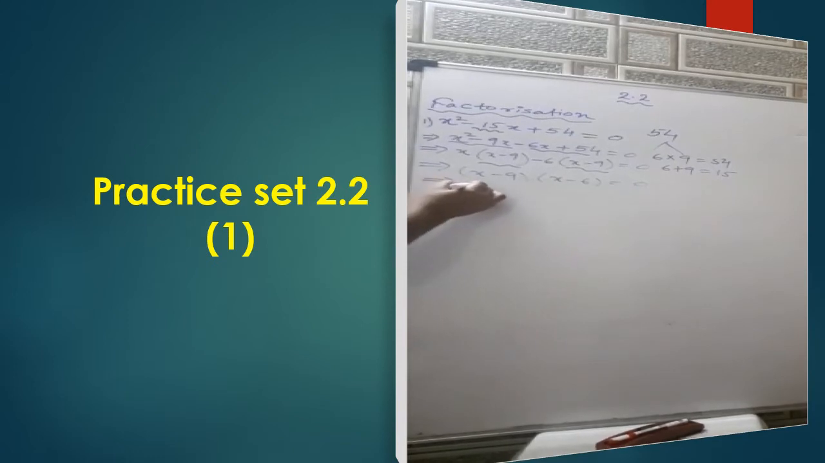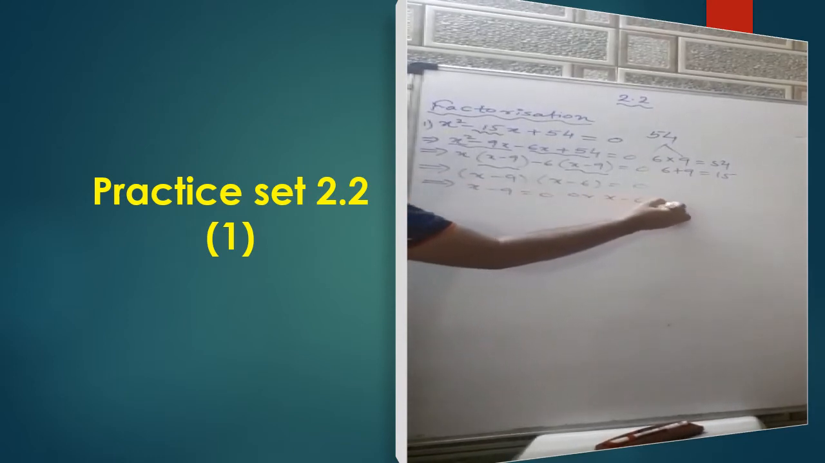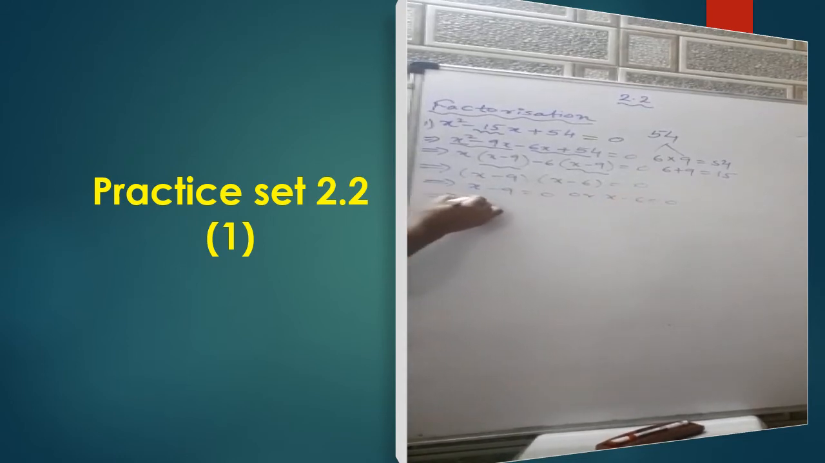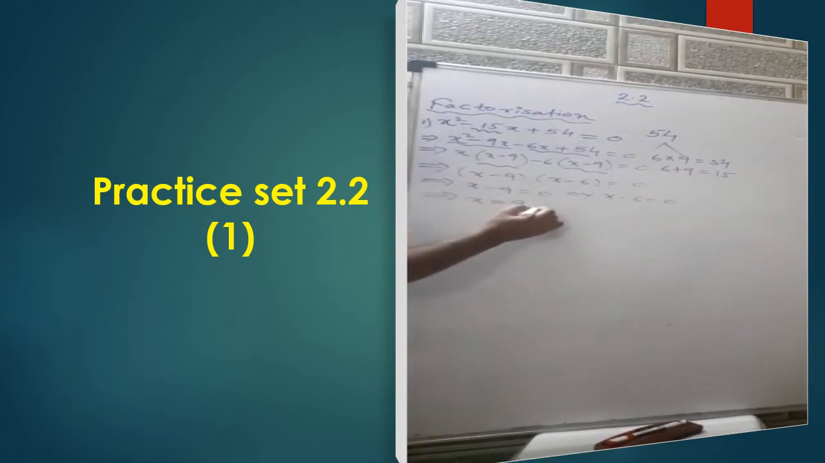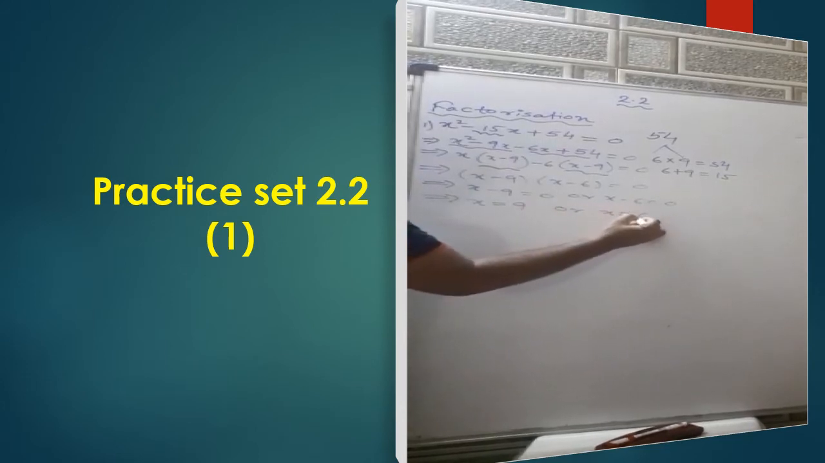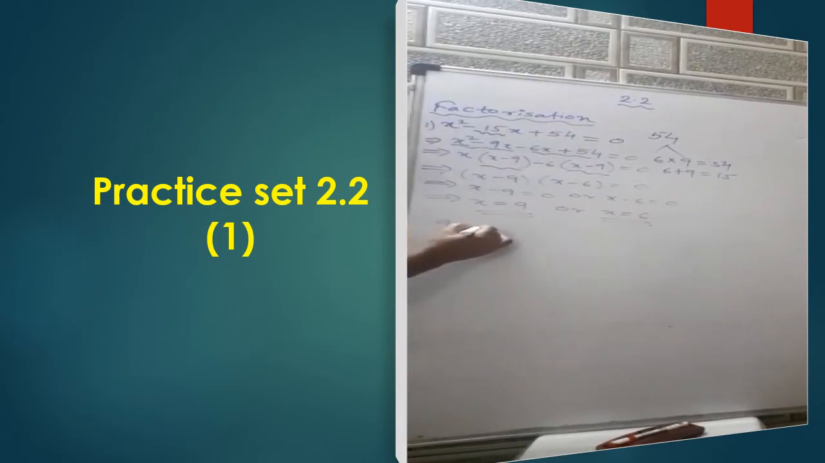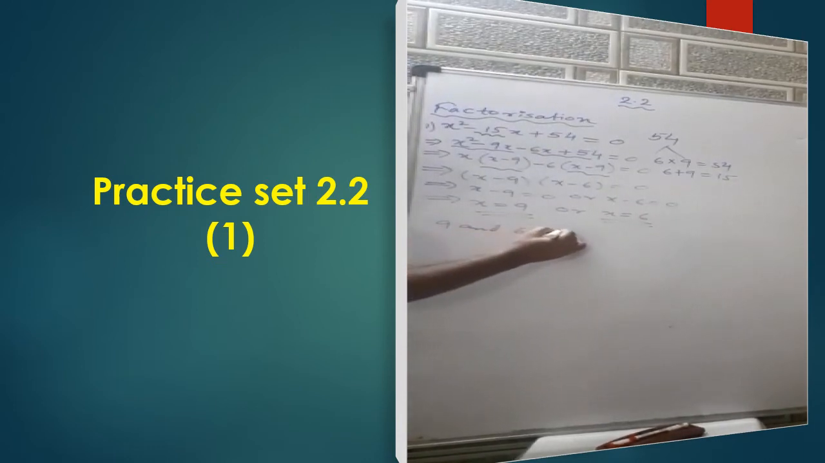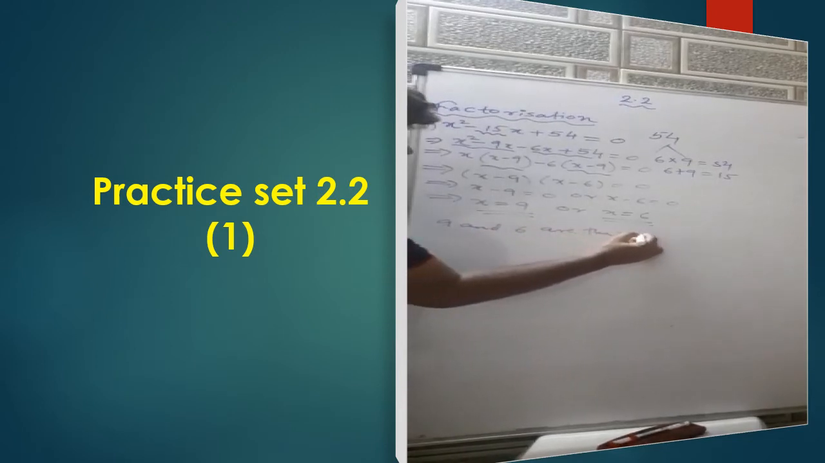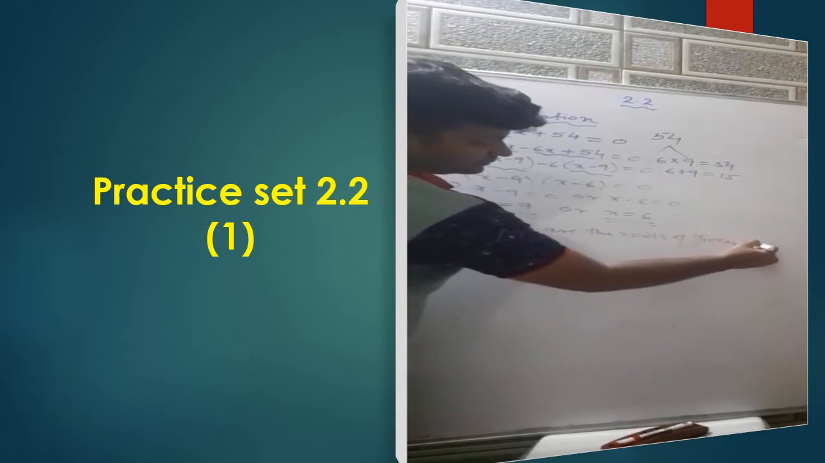Now x minus 9 equals 0 or x minus 6 equals 0. So x minus 9 equals 0 gives x equals 9. X minus 6 equals 0 gives x equals 6. So in the end we get the answer: 9 and 6 are the roots of the given equation.